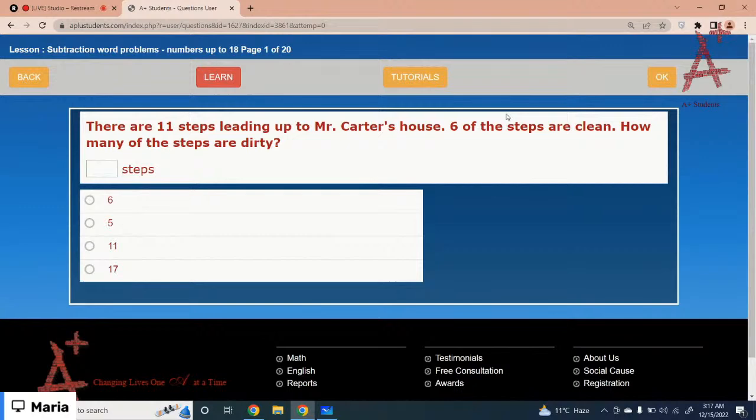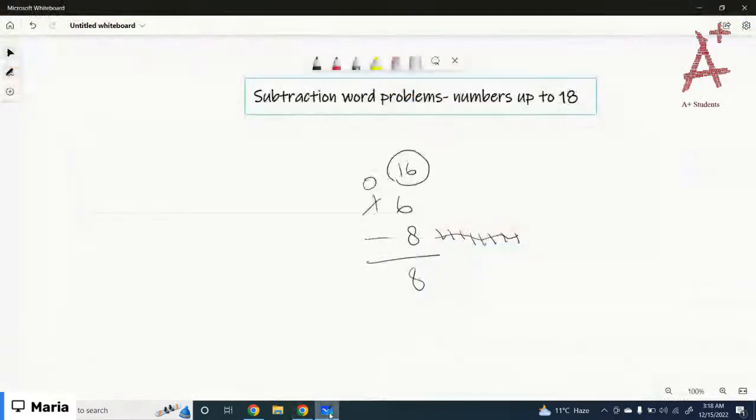There are 11 steps leading up to Mr. Carter's house. 6 of the steps are clean. How many steps are dirty? So you have to do 11 take away 6. Got it? You have to do 11 take away 6. So follow the same method I am doing. Do not confuse. It's very easy. 11 take away 6.